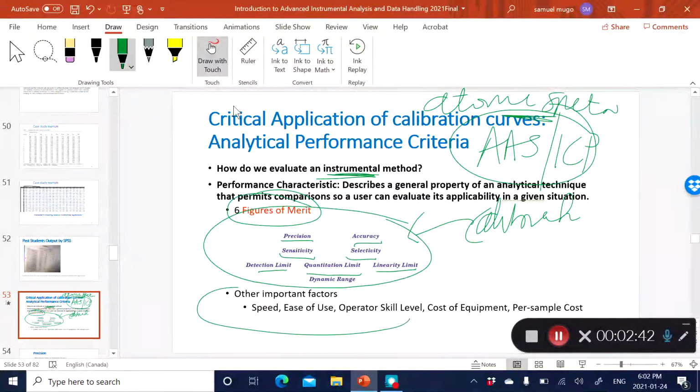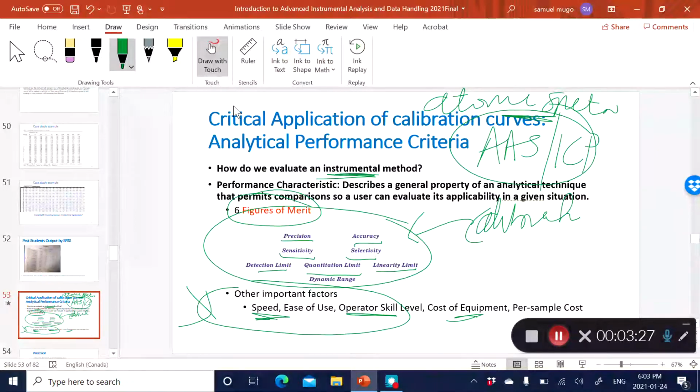Now, of course, there are other ways of evaluating instrumental methods that are not in the category of the figures of merit. Some of these include the speed, how quickly you can use the instrument, and sample throughput, how many samples it can run in an hour. Does it need a lot of operator skill, or can somebody out there, the public, use it without a lot of expertise? That's a good thing. And of course, the cost of the instrument and so on. So these are other considerations that you can use when you're choosing an analytical method.